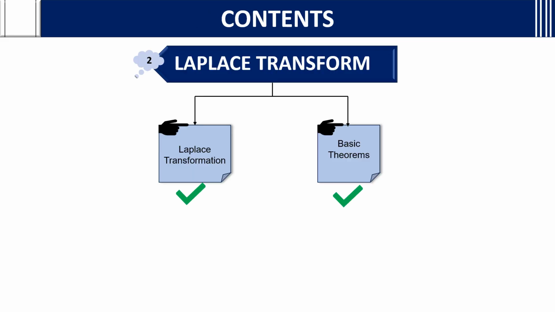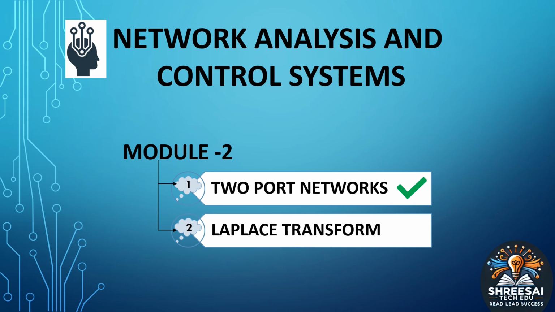So now we are done with Laplace transformation and the basic theorems also. By this we completed module 2 successfully with all the videos, with both the topics of module 2. We have done two-port networks, all the topics, and Laplace transform, both the topics. From the next video, I am going to start module 3, that is control systems. Module 1 and module 2 are network analysis, and module 3 is control systems. In the next videos, I'll come up with the control systems videos.